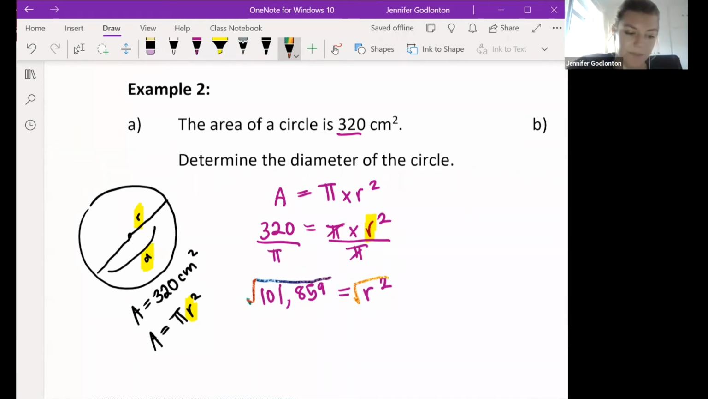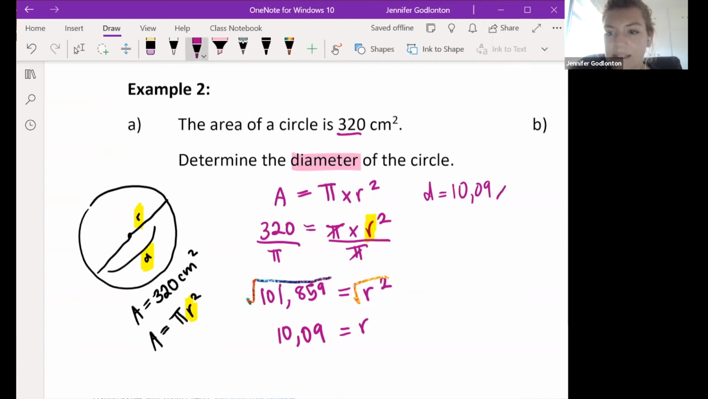I'm going to square root 101,859. All right. And I'm going to see that R is equal to 10,09. So my radius is 10,09. If you made it 10,1, that's okay. But that's not what the question wanted. The question wanted the diameter of the circle. And so now we have to think, well, if our radius is 10,09, our diameter is going to be 10,09 times 2.